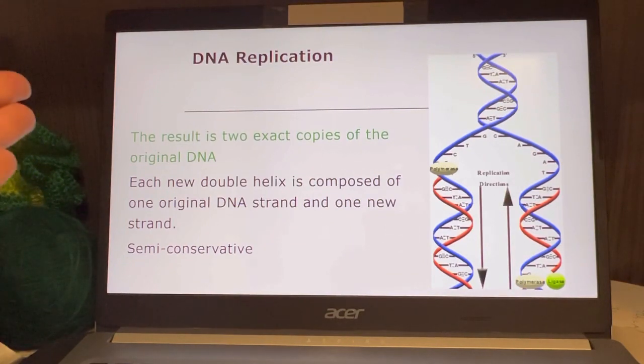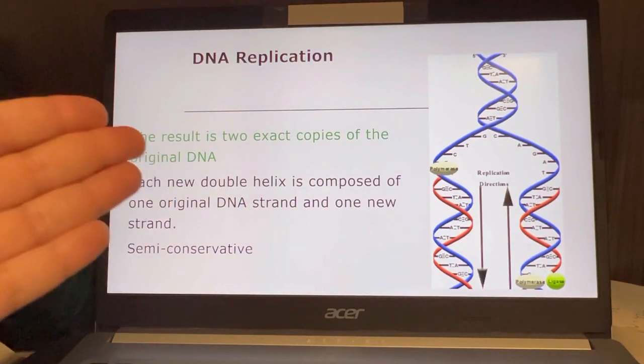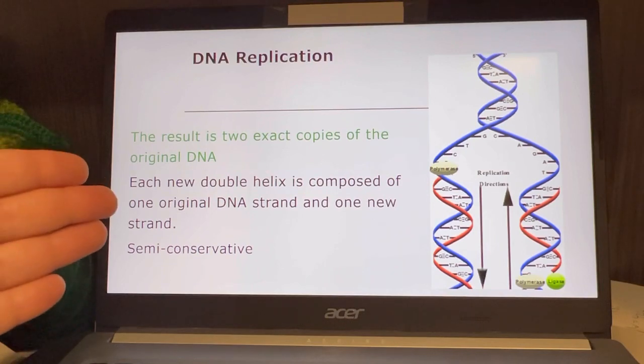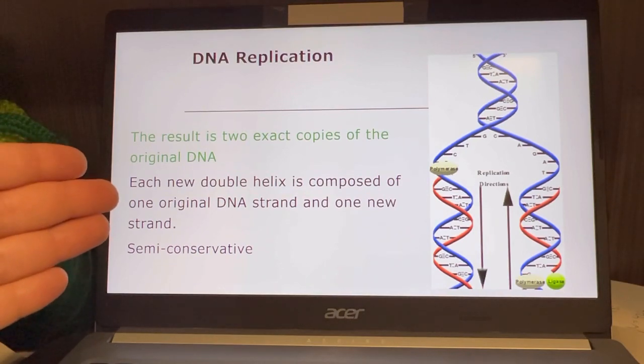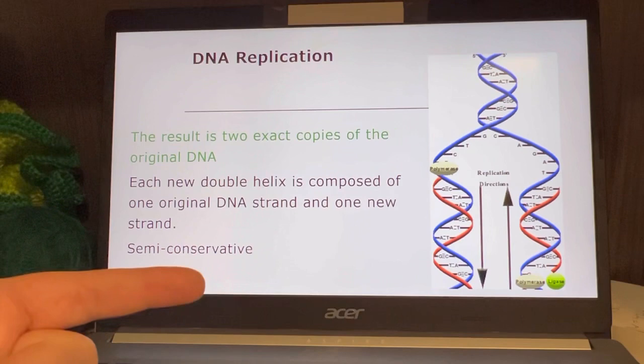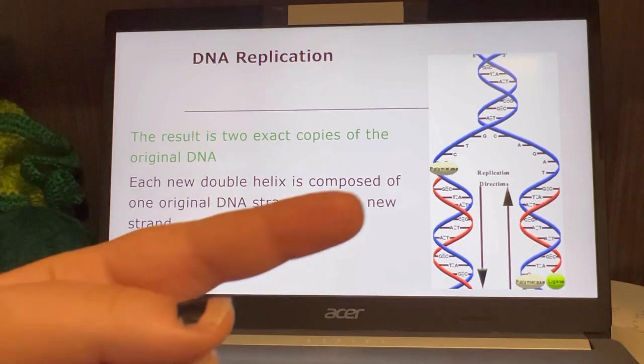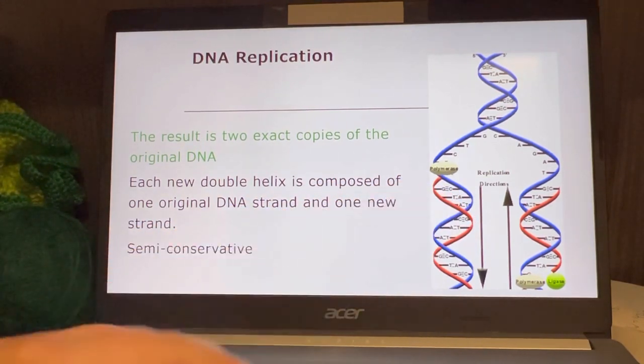Alright, so the result of DNA replication is two exact copies of the original DNA. Each new double helix is comprised of one original DNA strand and one new strand, which makes it semi-conservative. Old mixed with new.